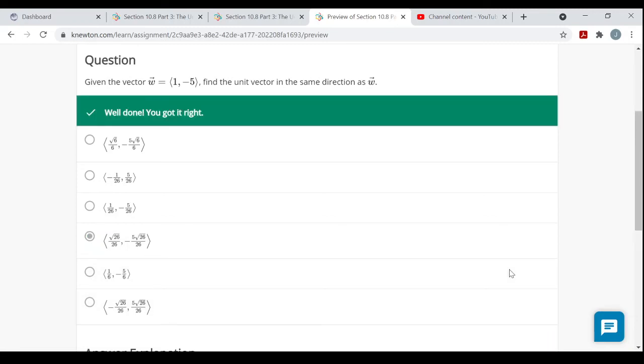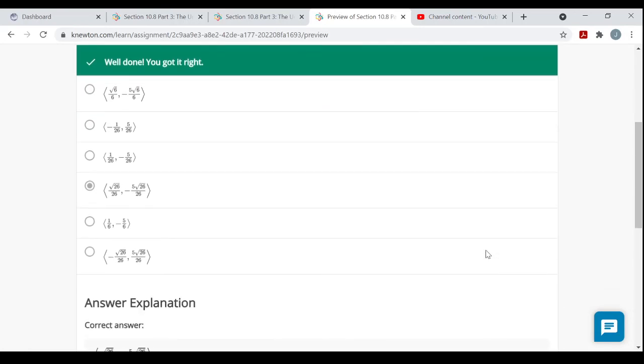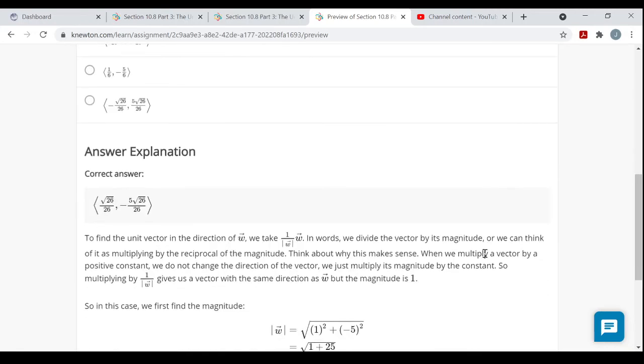Again, very simple. If you remember how to find the length of a vector, just divide by that length. It's that simple. Divide each component by that length.